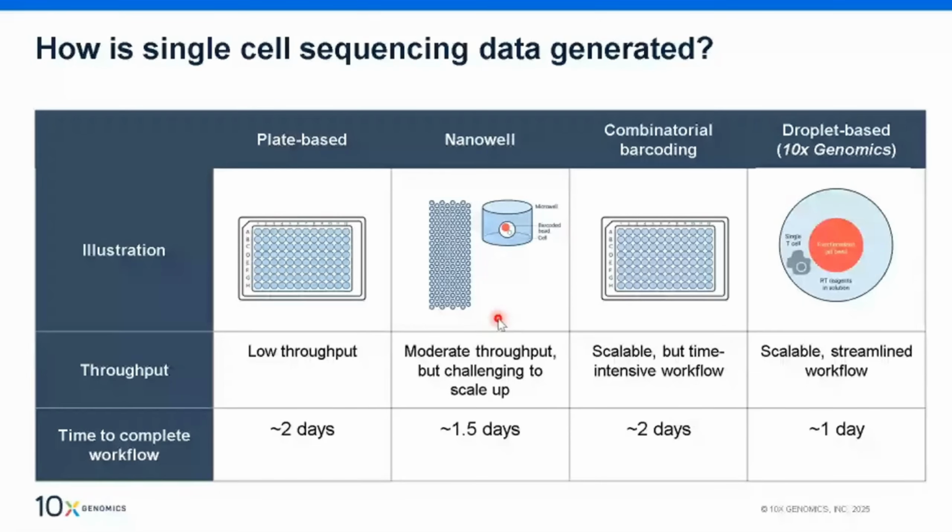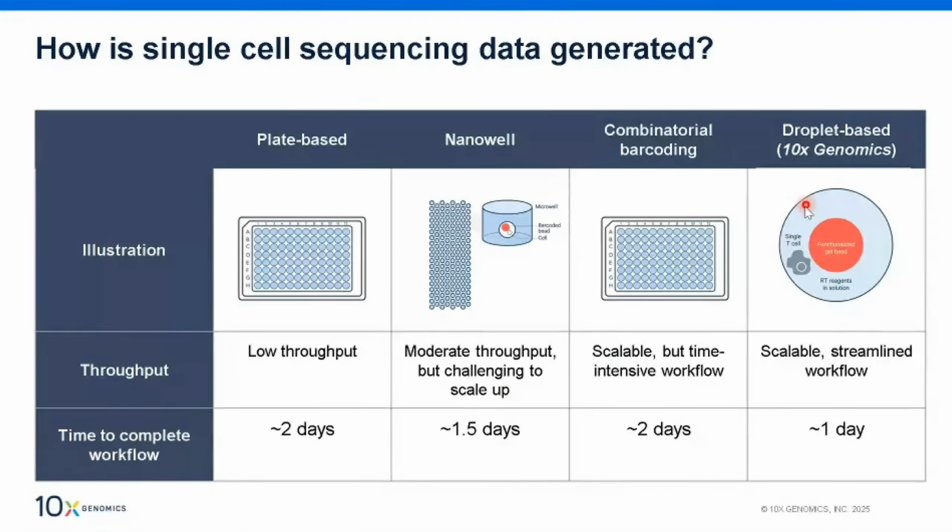The reason we need to barcode them is that during sequencing, we need to pool them together. After sequencing, based on the barcode, we trace it back to which cell we're talking about. Then we do the clustering, grouping cells with similar expression profiles into the same cluster. The nanowell is moderate throughput, but still challenging to scale up. Therefore, we have the combination of the plate and nanowell.